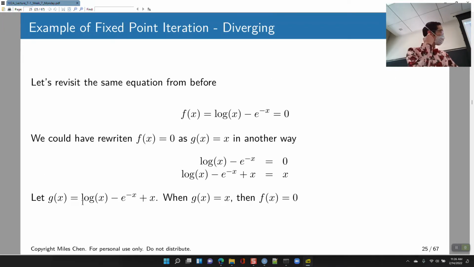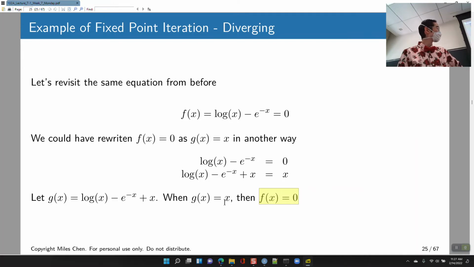So let's revisit the same problem, log of x minus e to the negative x. I said there's lots of ways for us to write g of x equal to x when f of x equals 0. So one possibility is I can say f of x equals 0 here, and I can add x to both sides. And so now I have x is equal to log of x minus e to the negative x plus x. And we're going to just say, let g of x equal log of x minus e to the negative x plus x. And if g of x equals x, then that means f of x has to equal 0. So that statement is true.